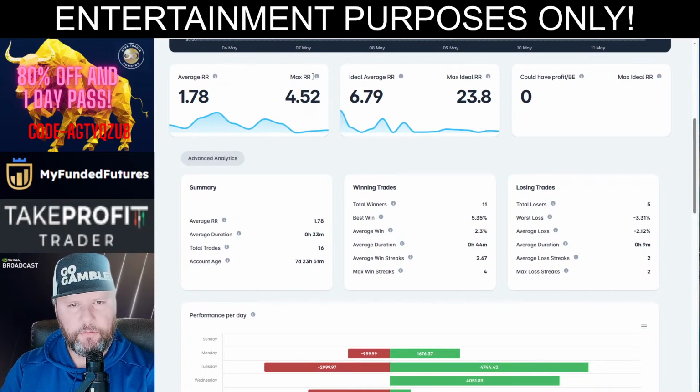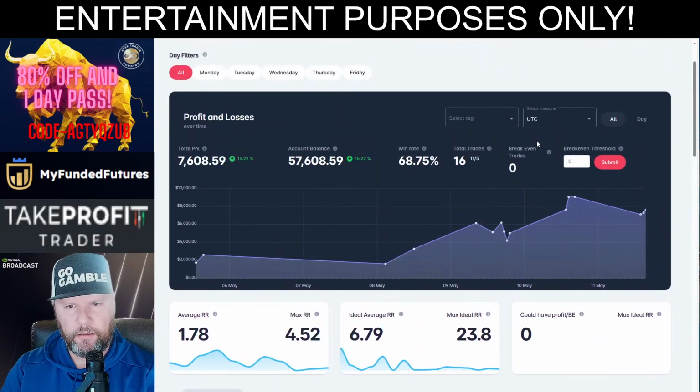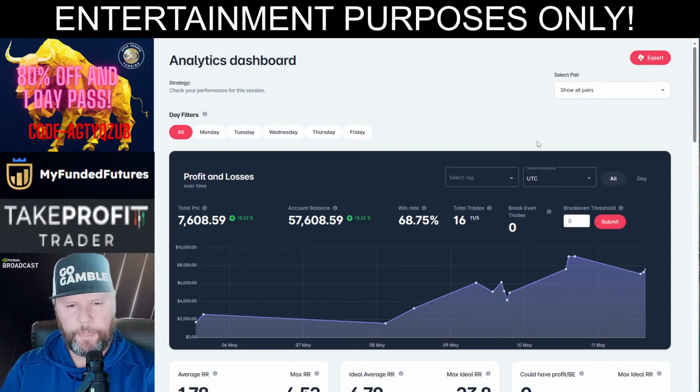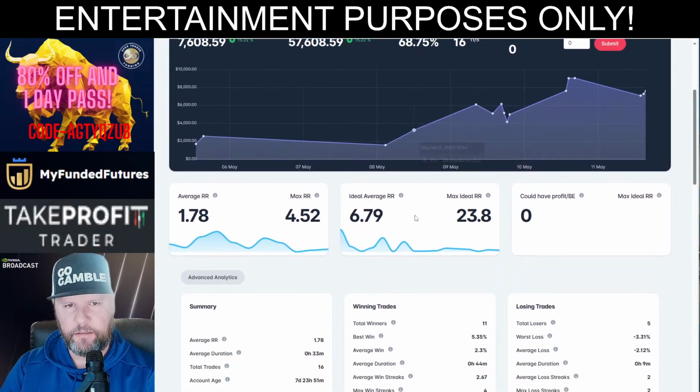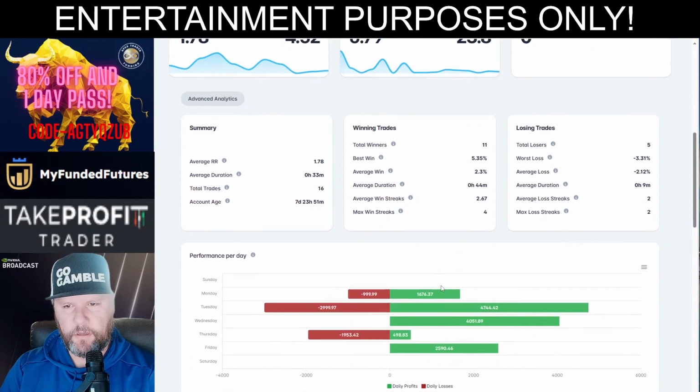Maximum RR shows that we could have captured quite a bit more points. Ideal 6.79, 23.8. So the ones that could have been break even that were losers, it said 0. I think 2 of those, if we were following the exact rules for the IFVG, we could have broke even stopped. That would have put us at 13 and 3, which probably is in line with about what I would normally get on a normal IFVG strategy. So I don't think it's horrible.